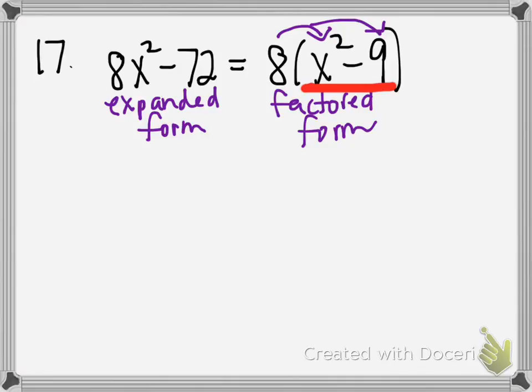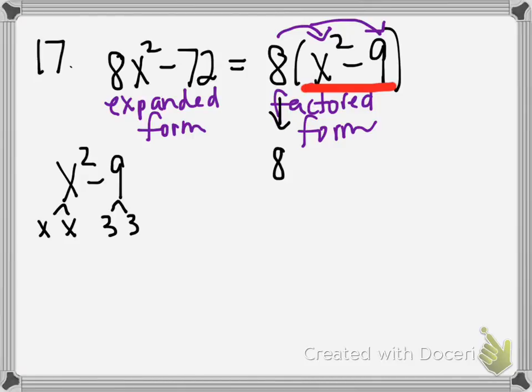The only option here would be taking a look at method number 2, difference of squares, because it has 2 terms. So x squared minus 9. First of all, it is subtraction. X squared is a square because x times x gets me x squared, and 9 is a square because 3 times 3 is 9. So really, our final factored form would be, remember the 8 is still in the front.